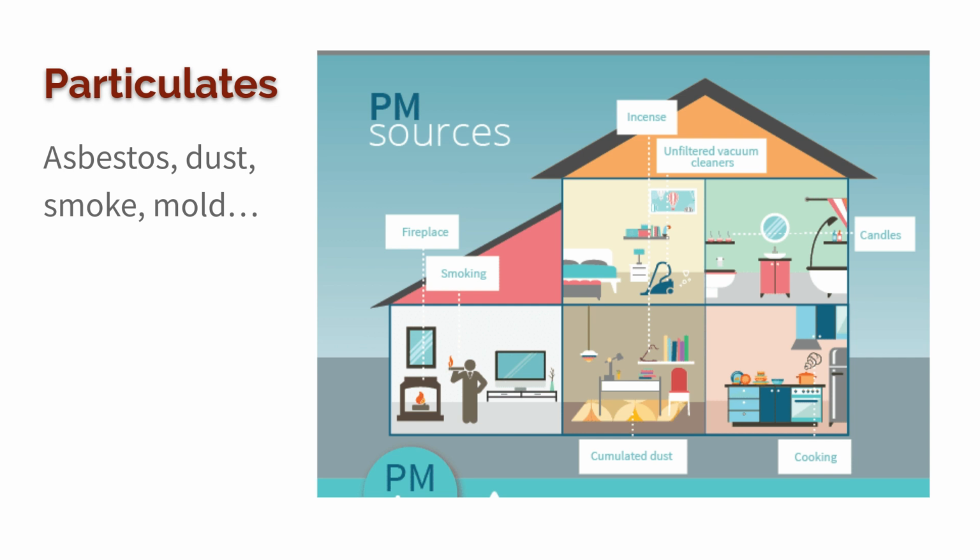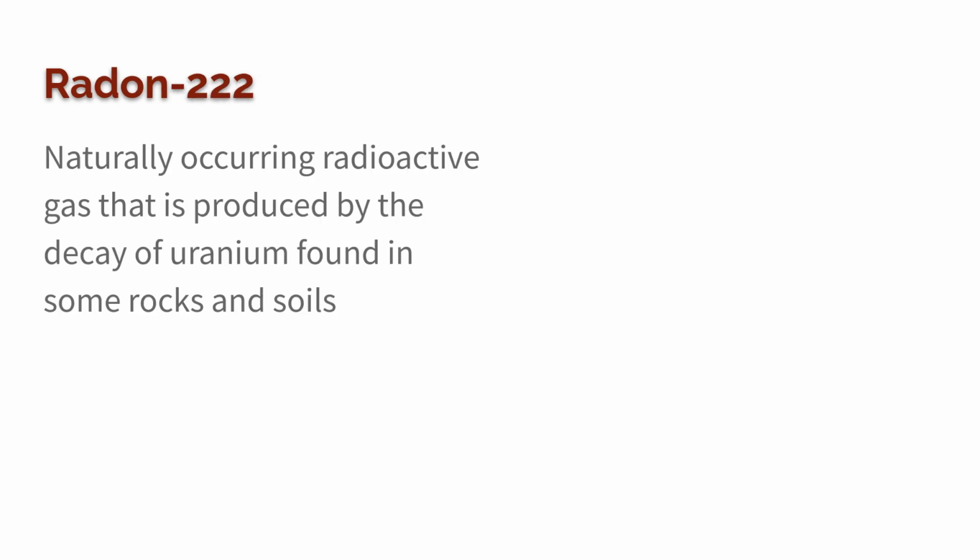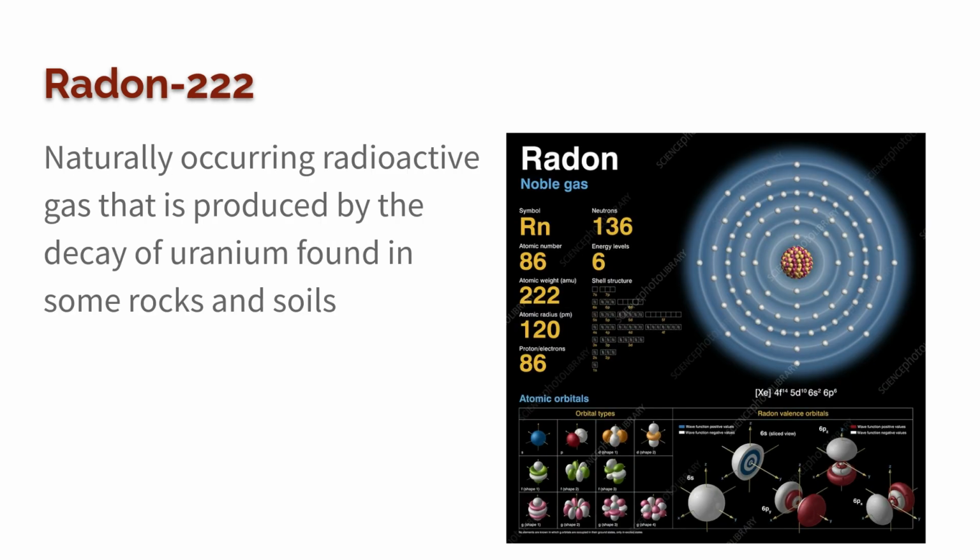Another common one is particulates. Particulates could be things like asbestos, dust, smoke, mold, all sorts of things. Another one we want to focus on is radon-222.